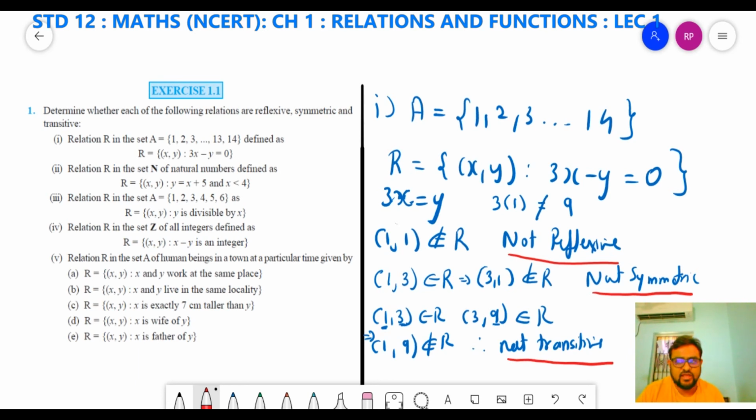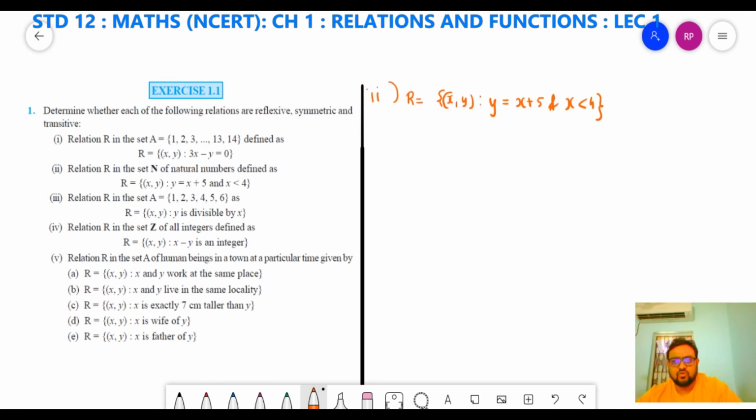Now let's move to the second one. Question second of first, the relation is given R equal to {(x, y) such that y equal to x plus 5 and x is less than 4}. And see, the relation is in set N, so natural numbers. Okay, so let's see first about the reflexive, right?